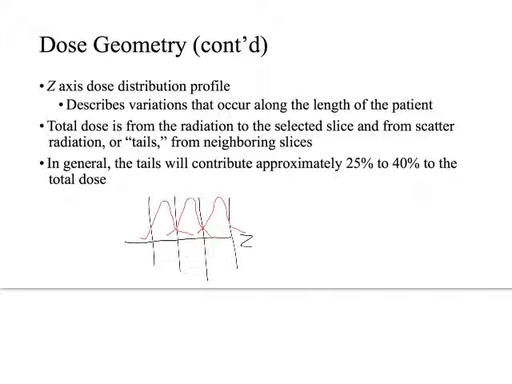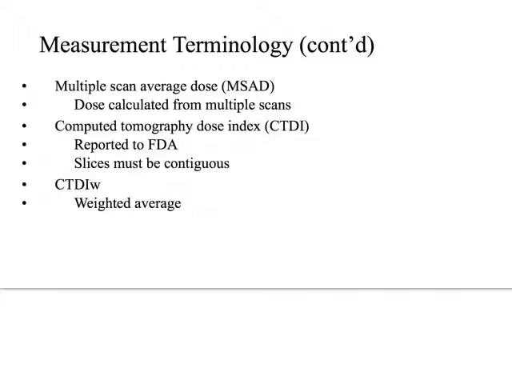Because of scatter and other things that are going on, we are getting tails which contribute to approximately 25 to 40% of the total dose. It's created by this tailing phenomenon. There's no way to avoid it. This is just basic physics. So considering that, we're going to switch gears again now, and we're going to talk about some terminology that's used specifically to talk about dose from the CT geometry point of view, right?